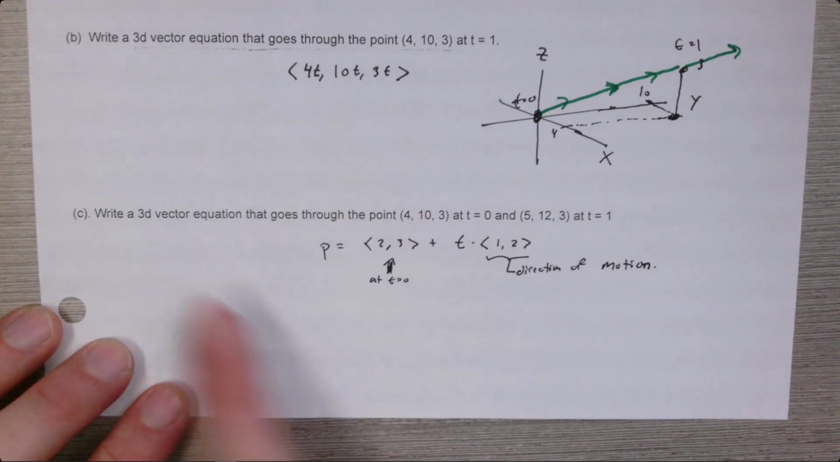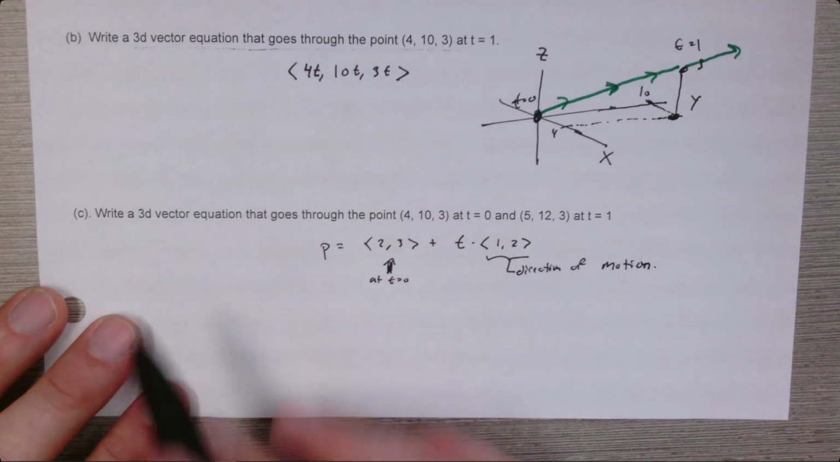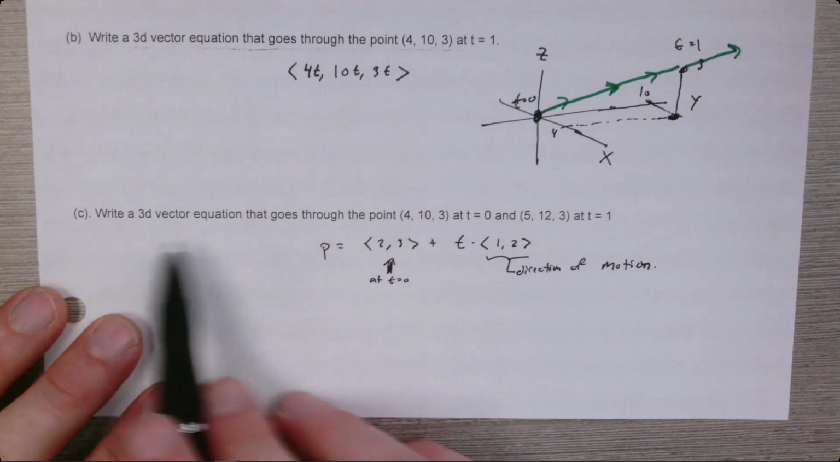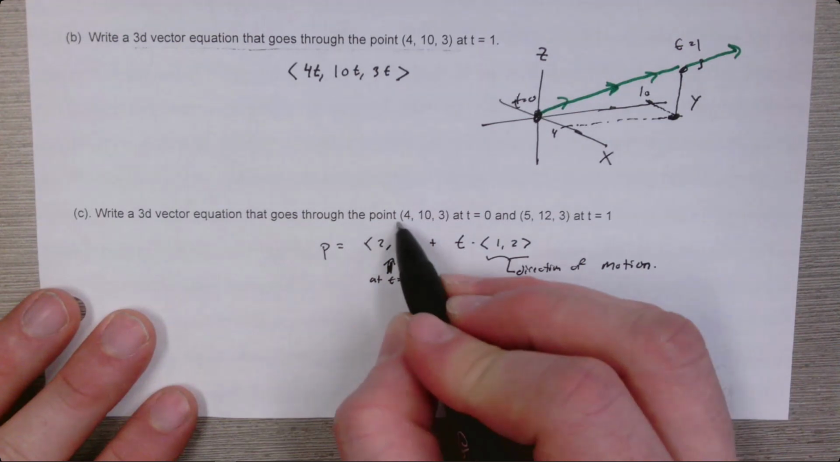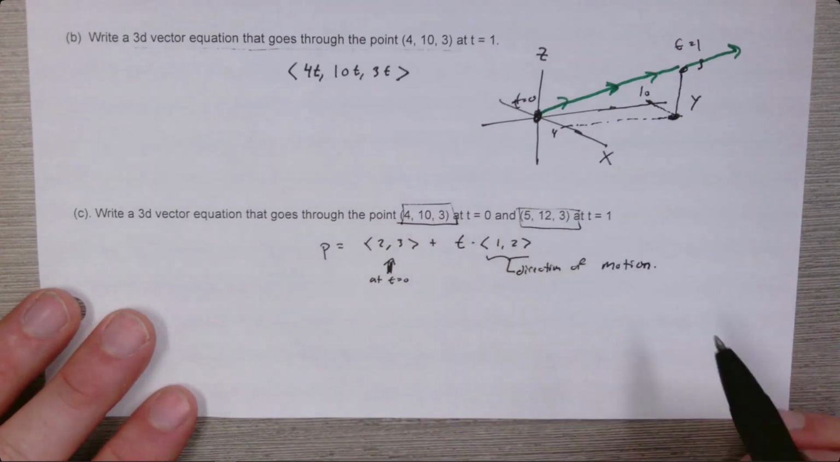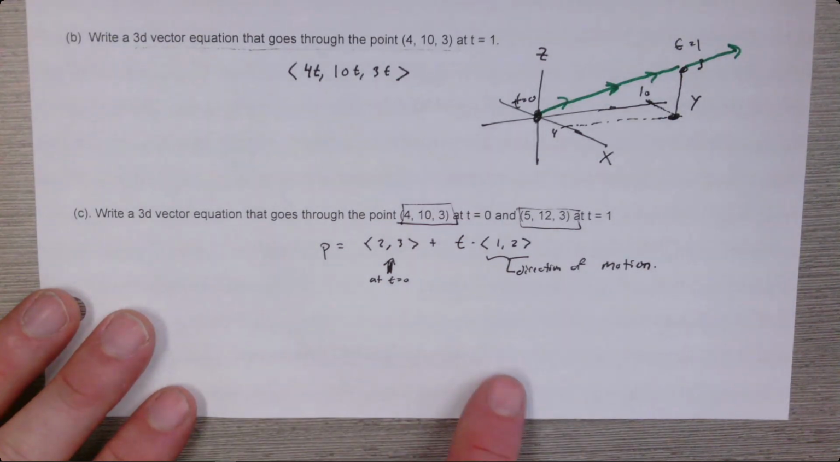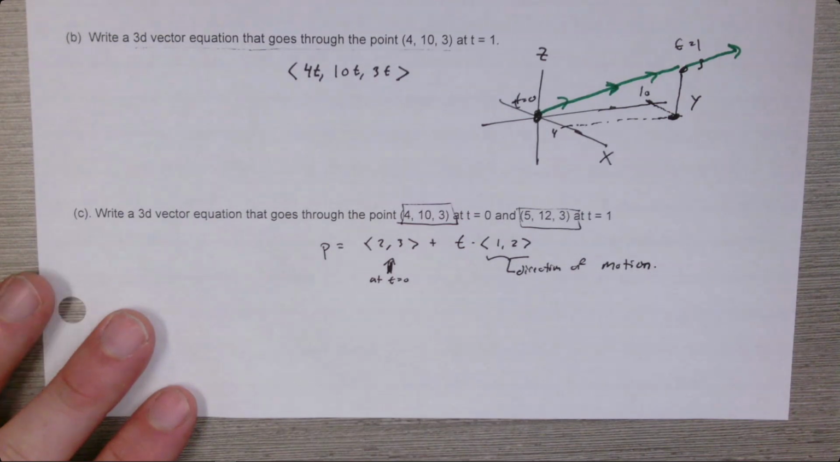All right, we're back. So if we're going to write... Sorry to interrupt you. If you're going to write a 3D vector equation that starts at the point 4, 10, 3 and hits some other point sometime later, this equation has nothing to do with that, seemingly. I'm just reminding you of a thing we've done in the past.